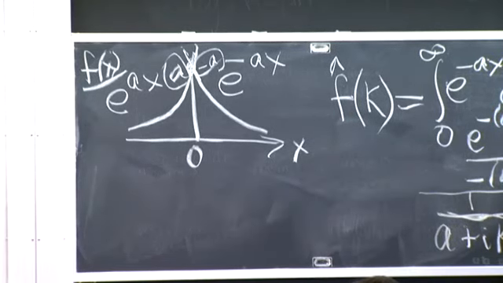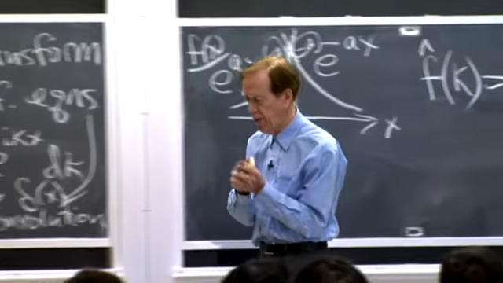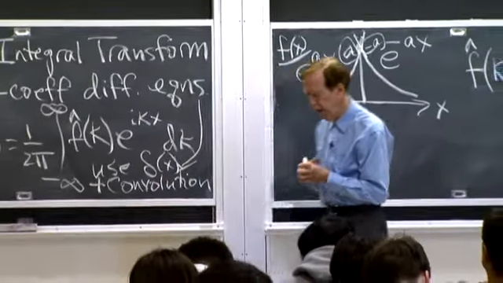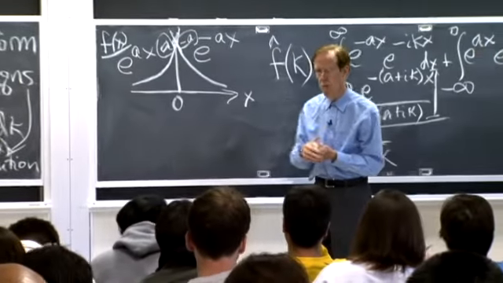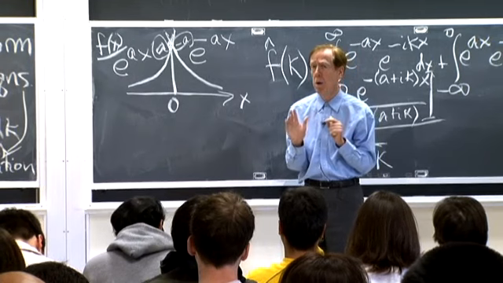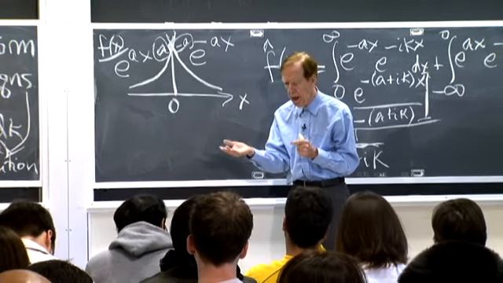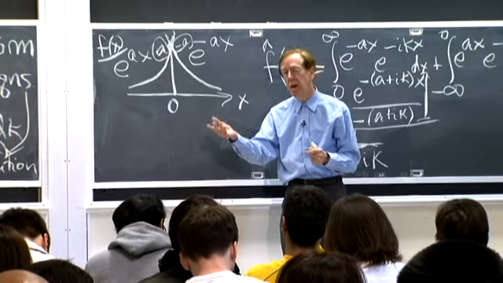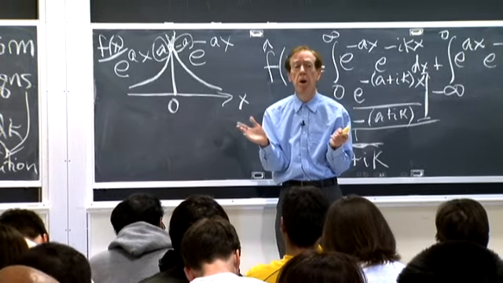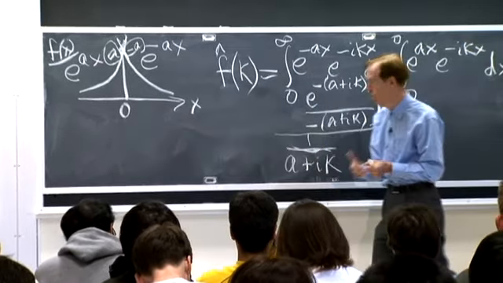So what, just before we see it, what will you expect for the rate of decay of the transform? 1 over k to what power now? So it didn't have a jump. A jump was 1 over k. This has a jump in the derivative, so we're expecting 1 over k squared. It'll be one order smoother.